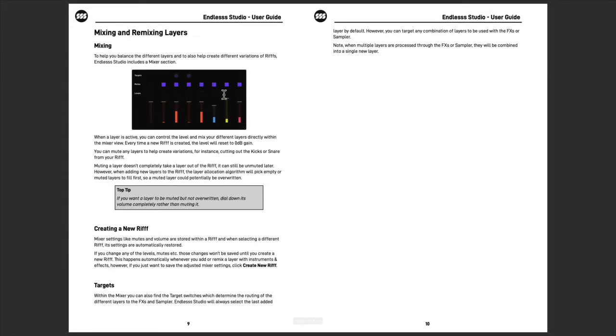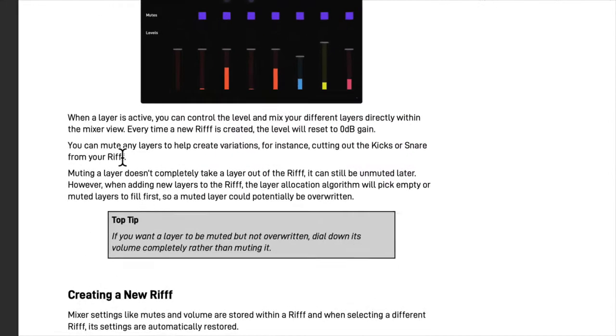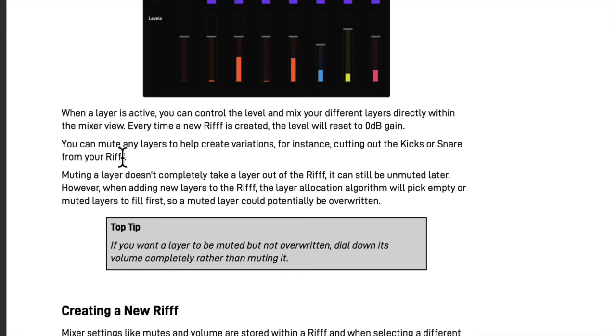We're on mixing and remixing layers. To help you balance the different layers and also create different variations of riffs, you're going to want to mix. Let's say you bring the volume down on the bass or up on the hi-hats or the notes; you can in effect create a new riff from that. When a layer is active, you can control the level and mix your different layers directly within the mixer view. Every time a new riff is created, the level will reset to 0 dB. That's pretty cool, right? Everything always goes back to 0.